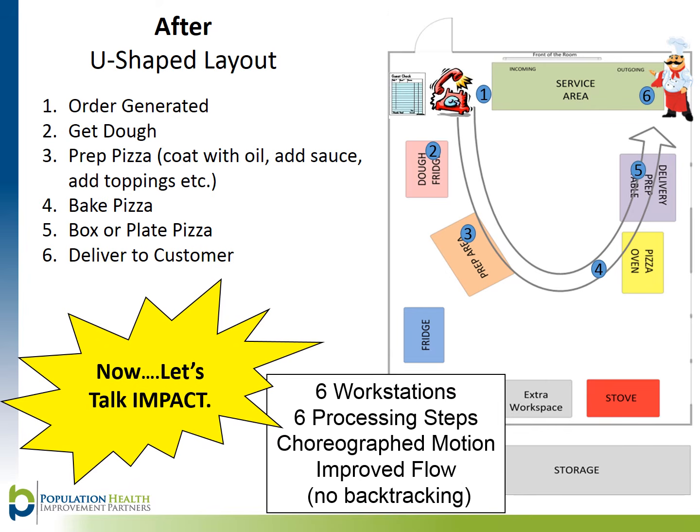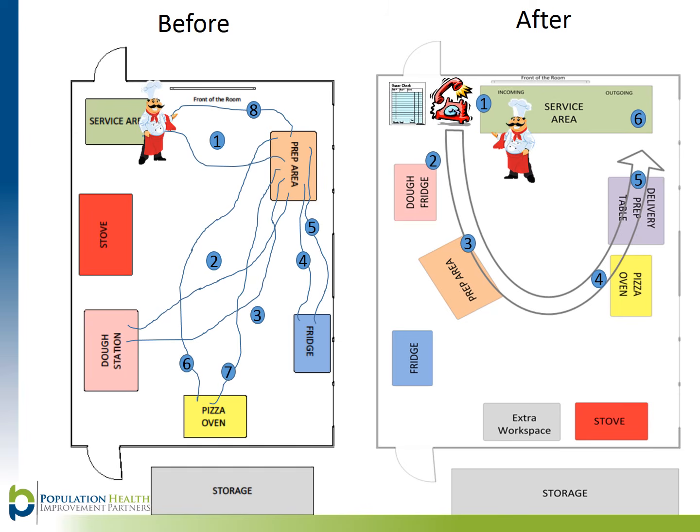The process is now reduced to 6 workstations and 6 processing steps in a choreographed motion, thus improving flow with no backtracking. The spaghetti diagram makes the impact of the improved flow easy to see. This side-by-side comparison of the before and after spaghetti diagram allows you to easily see the more efficient flow in making a pizza.